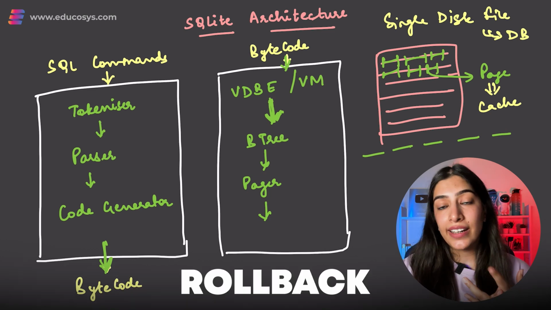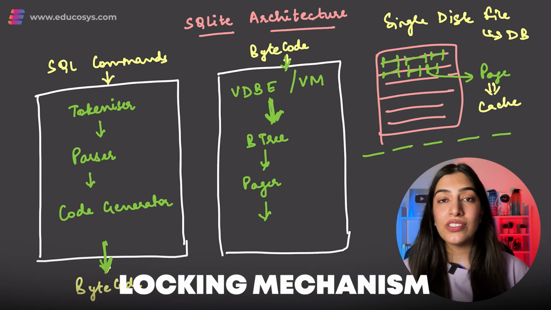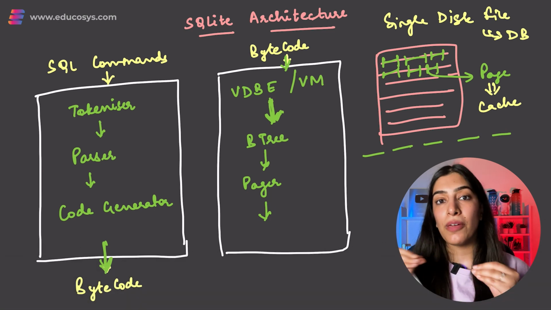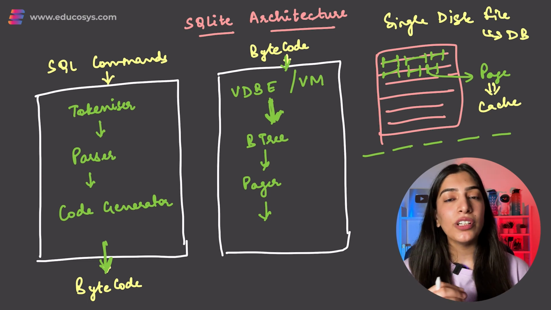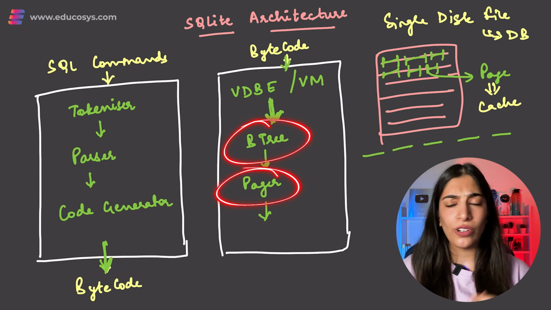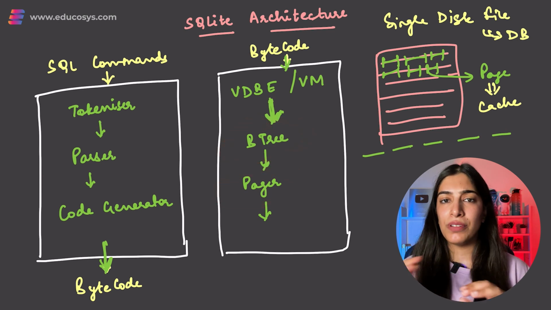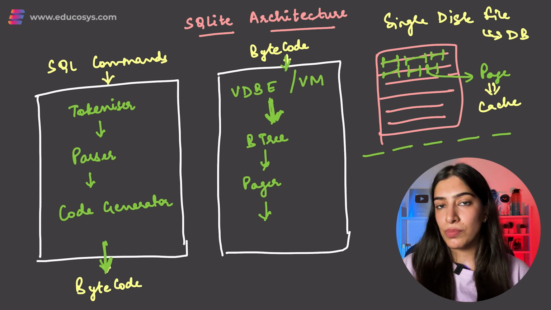The rollback thing that I was talking about happens because of pager. The locking mechanism is done by pager. So all of that is taken care of by pager, and we'll discuss it in a lot of detail. I know there might be a bit of confusion right now: we were talking about BTrees and suddenly we're talking about pager. How does that happen? Let me give you some idea, and then when we go into a lot of detail, it will be clearer.